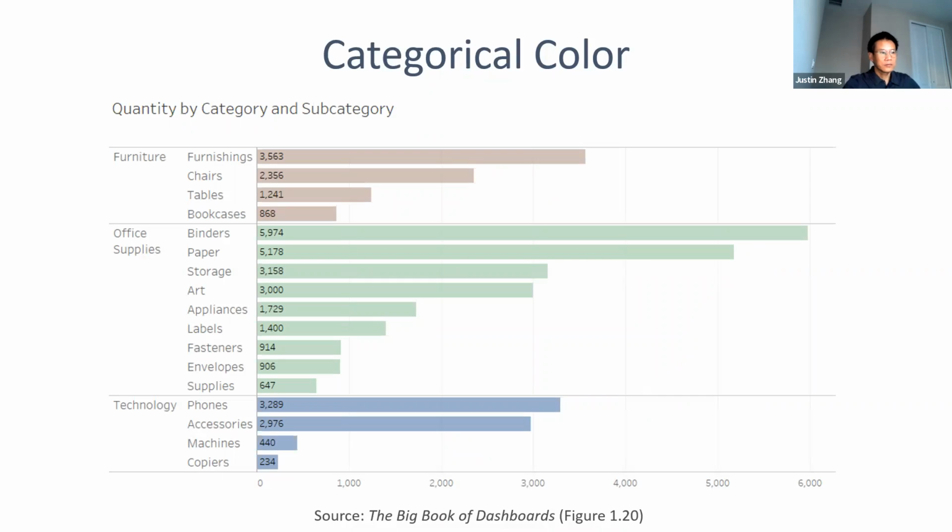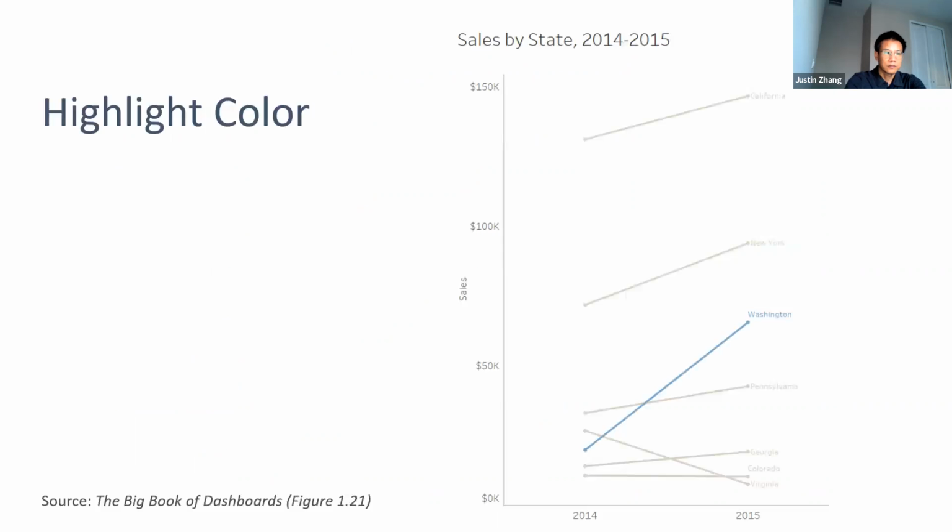Categorical colors encode categories, like different types of food, different types of apparel. It can be very difficult to use a sequential color scheme for categories. So normally we use these categorical colors in this case.